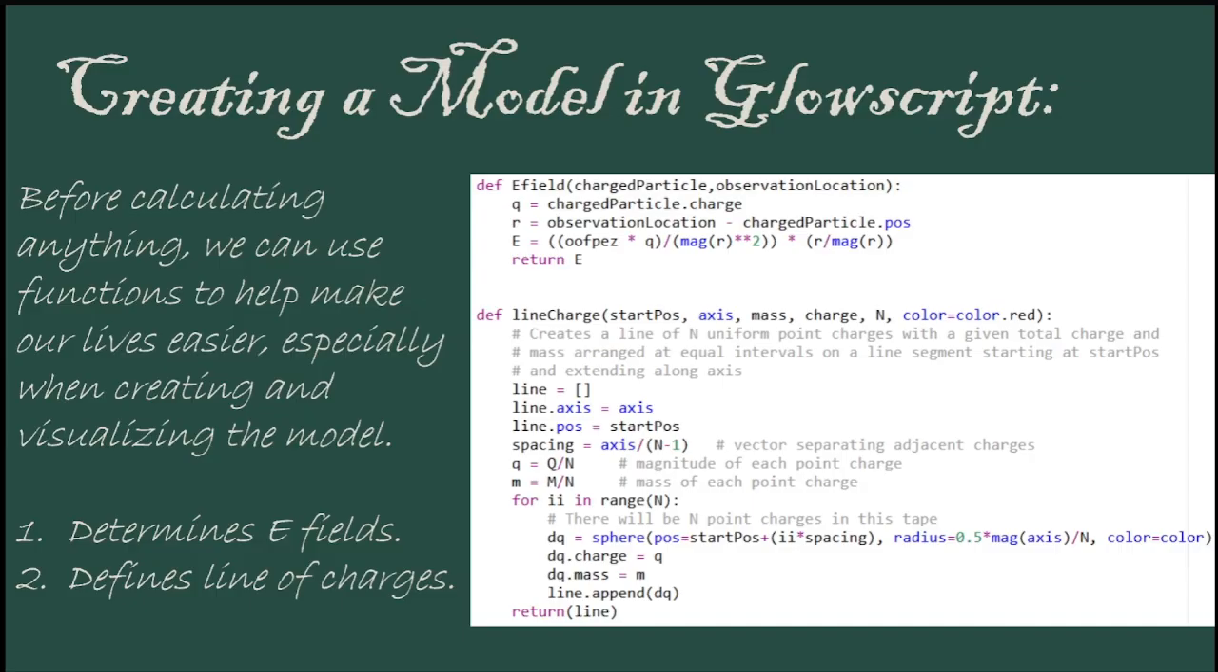Creating a model in GlowScript. Before calculating anything, we can use functions to help make our lives easier, especially when creating and visualizing the model. The E-field function determines the E-field when given a charged particle and an observation location. The line charge function defines the line of charges given the position, axis, mass, charge, number of charges, and color.